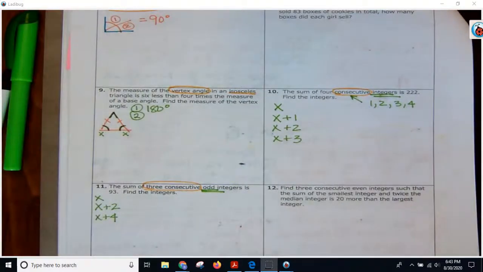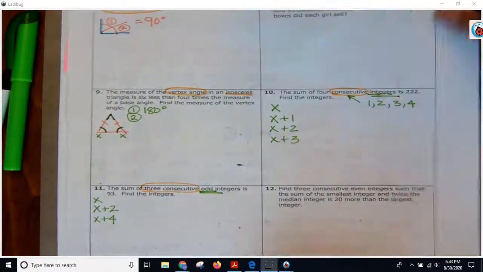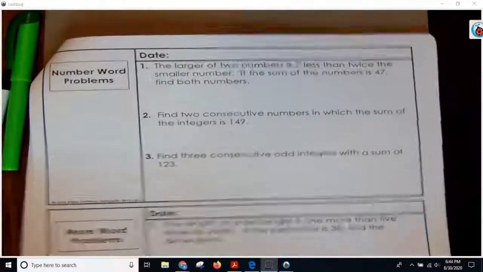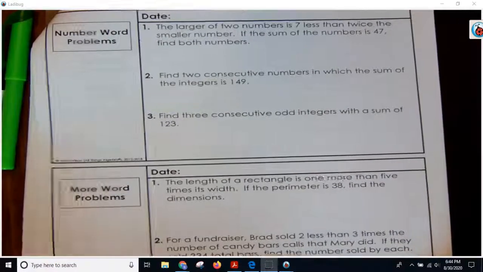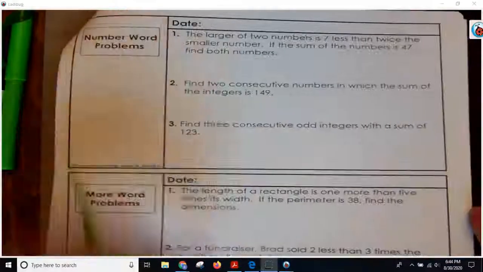All right, so do those problems, then flip this over and do this page. This is also your homework. So it's really only 6 problems plus 5, so 11 total problems.